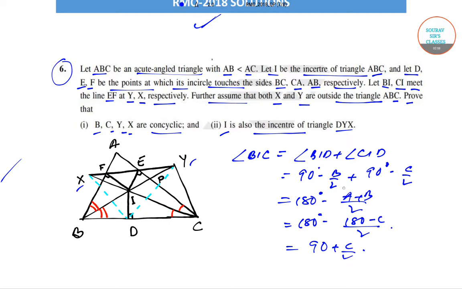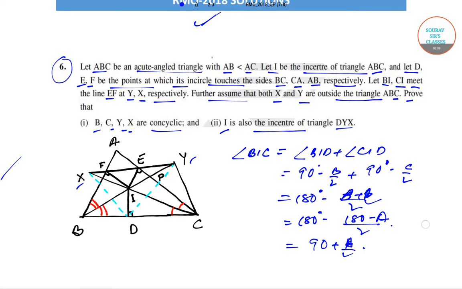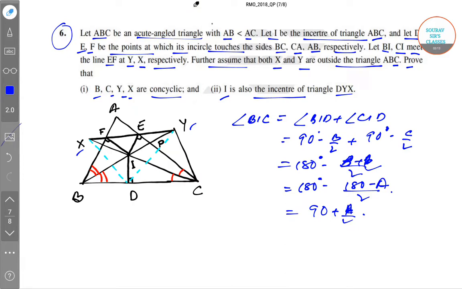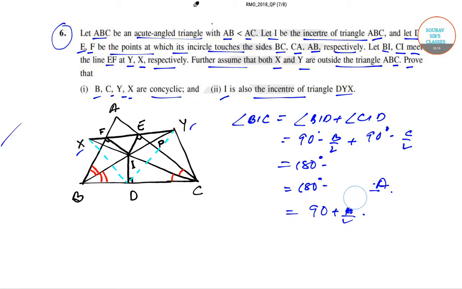Oh, this is B plus C, sorry, I have made a mistake over here. This will be 180 degree minus (B plus C) by 2. So this will be 180 minus A, ultimately it will be 90 plus A by 2. So this is the mistake I committed. Let me rub it off and write it in a much clearer manner. So this will be 180 degree minus (B plus C) by 2, which is 180 minus A by 2, and this will be ultimately 90 plus A by 2.